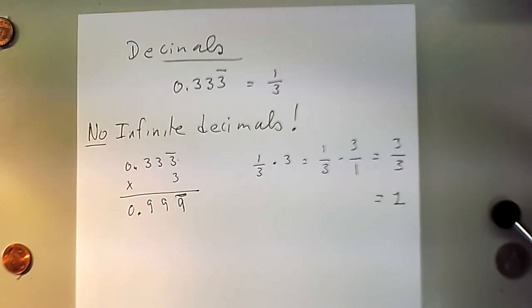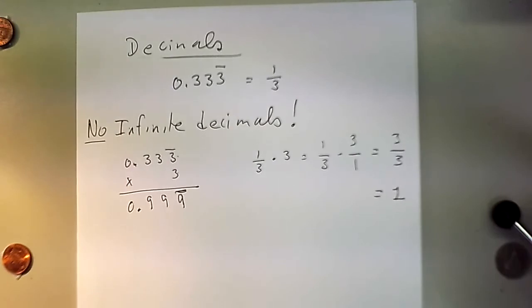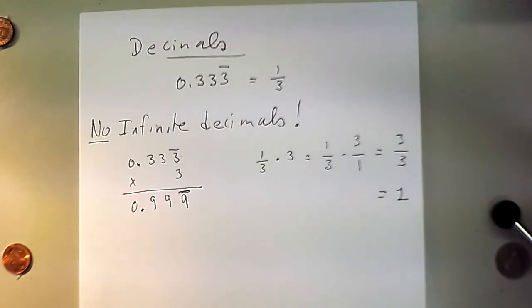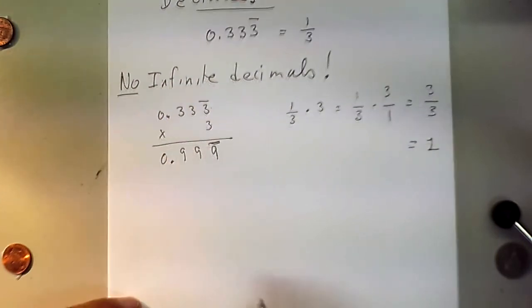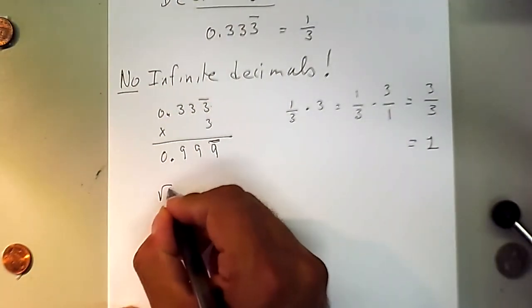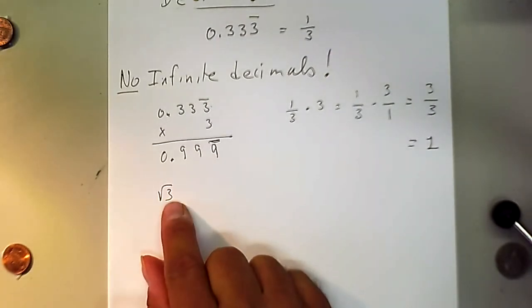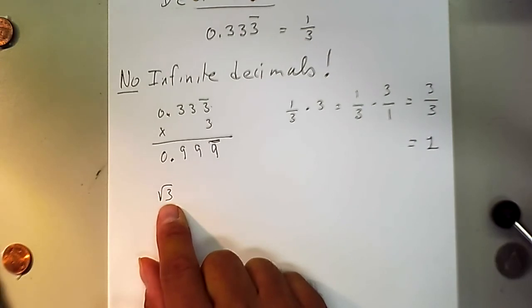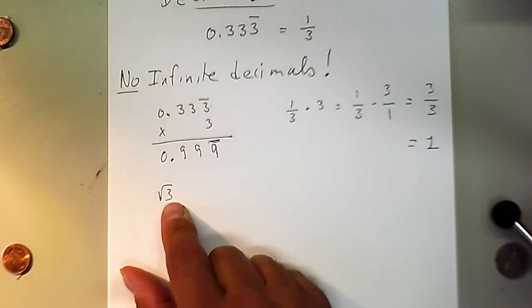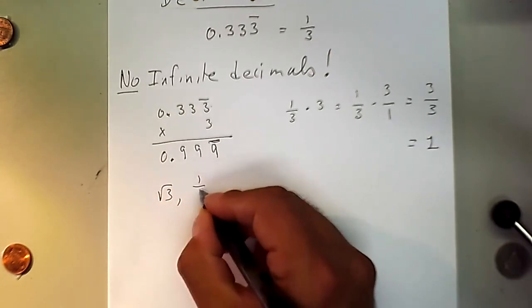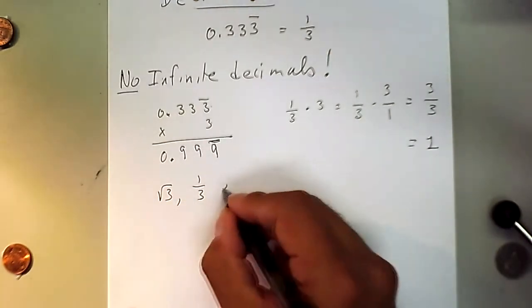We will use either terminating decimals or fractions. So if you want to write square root of 3, just keep it a square root of 3. Unless I ask you to find a decimal and to approximate it, don't use a decimal. Same thing with 1/3. Don't use a decimal, or 2/7.